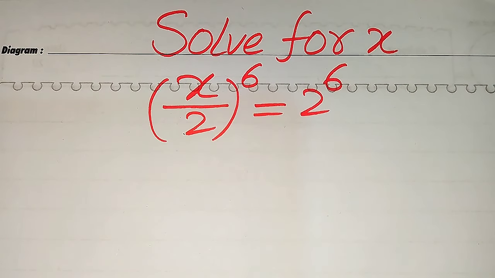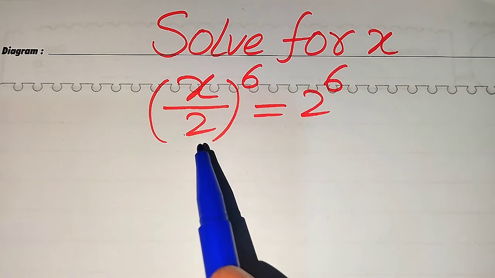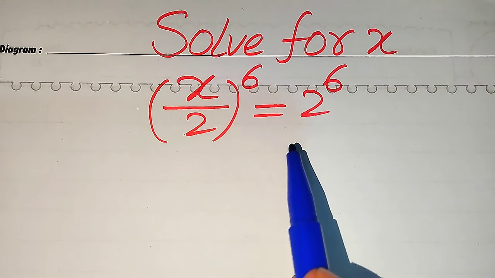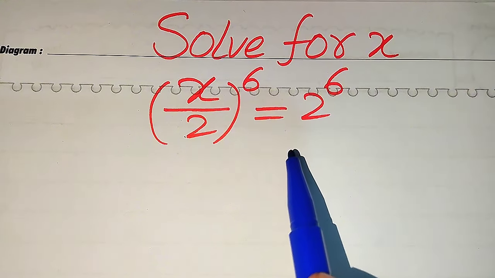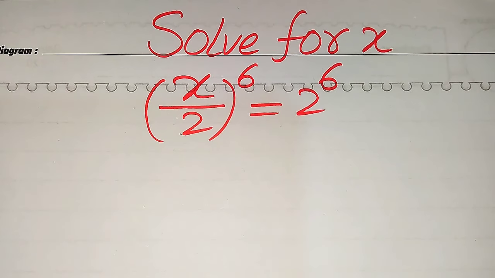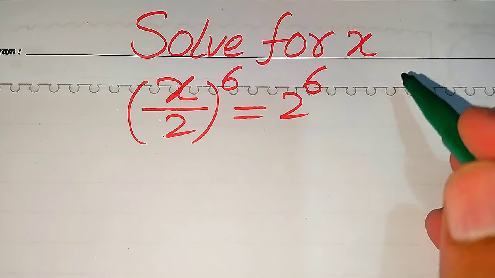Hello everyone, how do we solve this problem for the values of x if we have (x divided by 2) to the power of 6 equals 2 to the power of 6? We solve this problem for all the values of x. So here, the very first thing we are going to do is use this exponential law. You know about that.